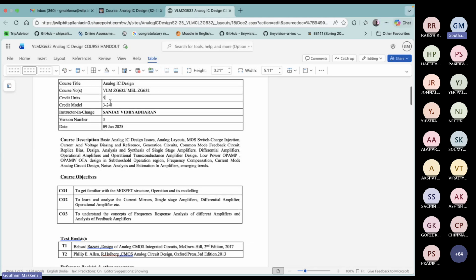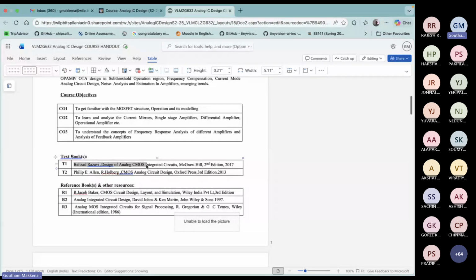Okay. And this is the textbook that we are going to follow, Behzad Razavi. I think this is a standard textbook for analog IC design, whoever does that. So this is a very standard textbook, and this professor's lectures are available on YouTube also. I think the channel name is Long Kong. Okay, Long Kong, I think he's one of his students. So he records the professor and uploads all the lectures.